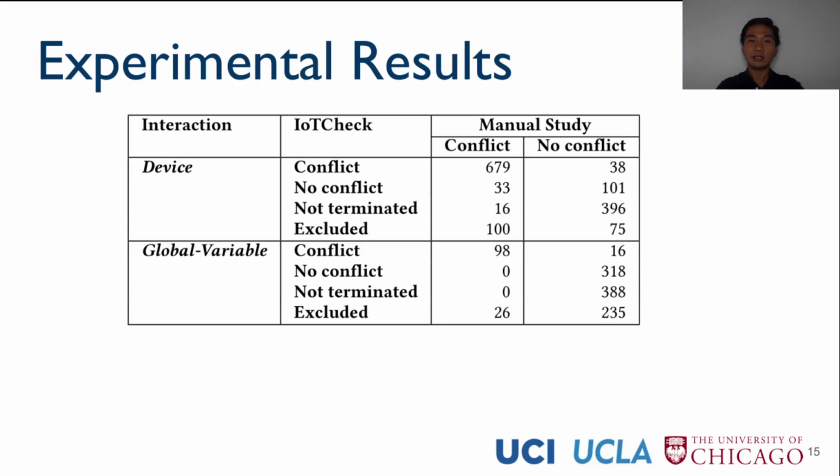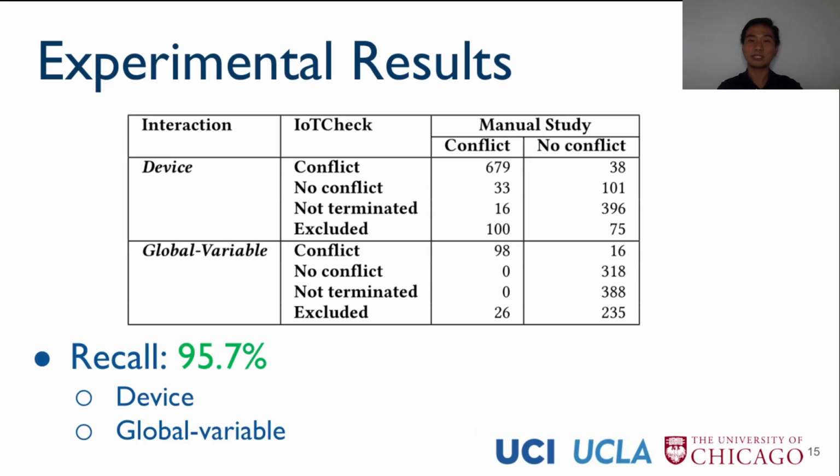We model checked the app pairs using IoT-Check with the manual study results as ground truth. Overall, we obtained a recall rate of close to 96% for automatic conflict detection in the device and global variable groups. For the physical medium group, IoT-Check prints out warning messages for potential conflicts between a pair of apps. It does not perform model checking for this group because it is a proximity issue, not a coding issue.